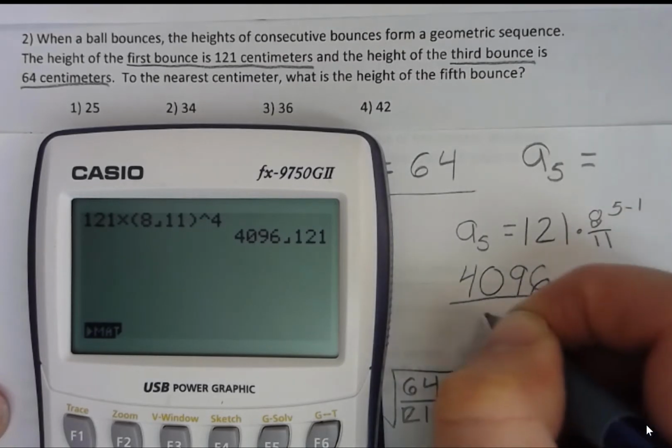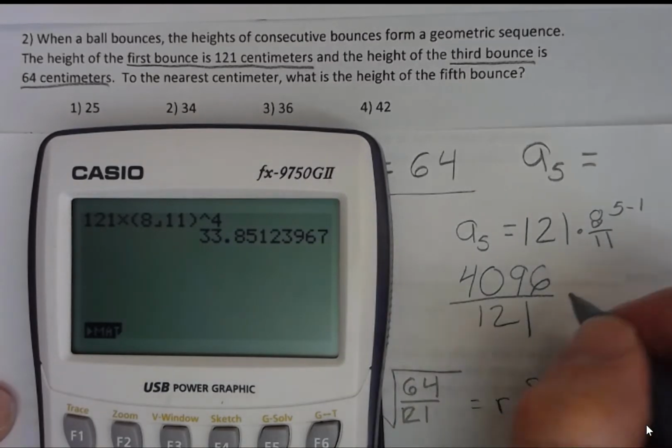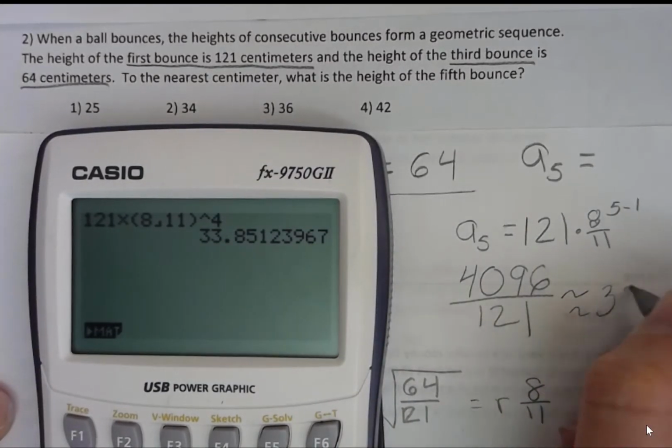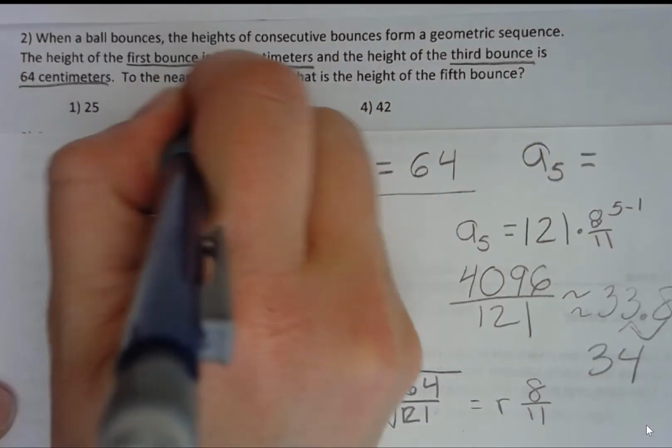4096 over 121, which we can use the button that says F to D to change that to a decimal. So that gives us approximately 33.85. So 33.8 would tell us to round this up to 34. And if we go back to our answer choices, that's answer choice 2.